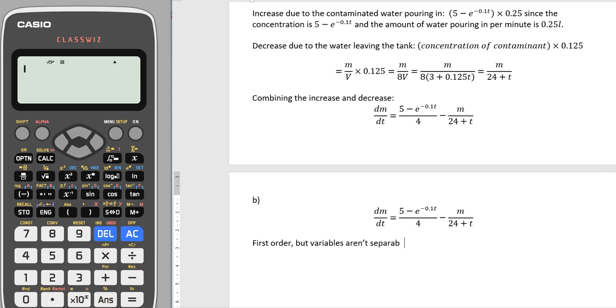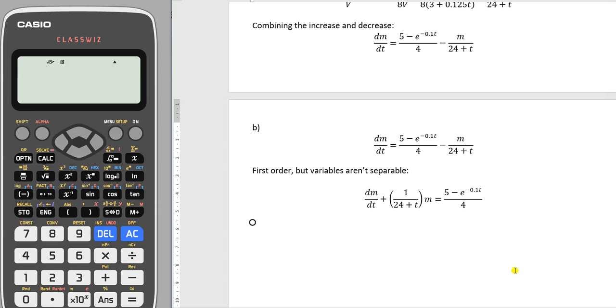If you are dealing with a first order differential equation where the variables are not separable, at this level that means you'll be dealing with an equation that you can solve using the integrating factor method. So we have something that looks like this. In fact, you might even consider rewriting this as 1 over 24 plus t times, just so you can see more clearly that it is in the appropriate form for the integrating factor.